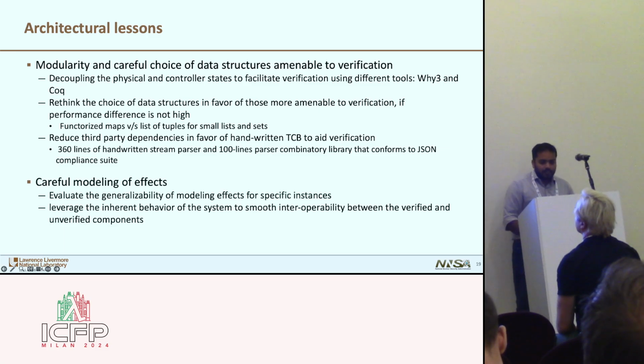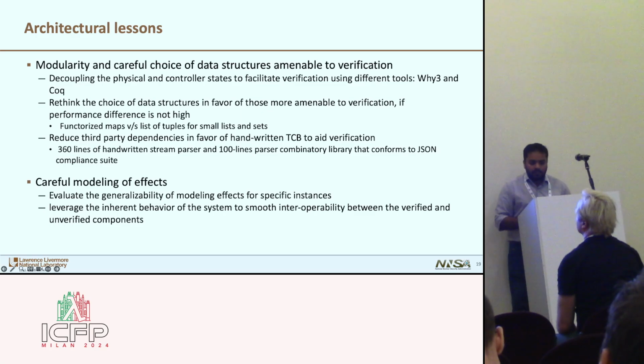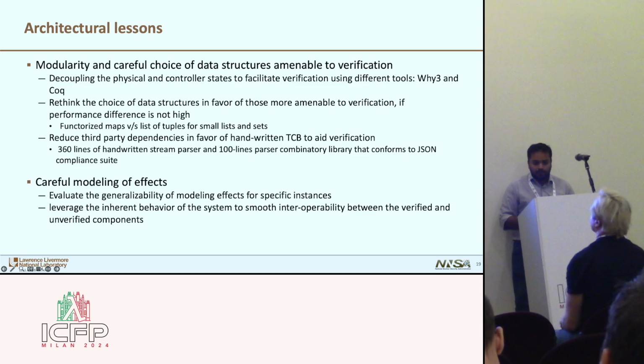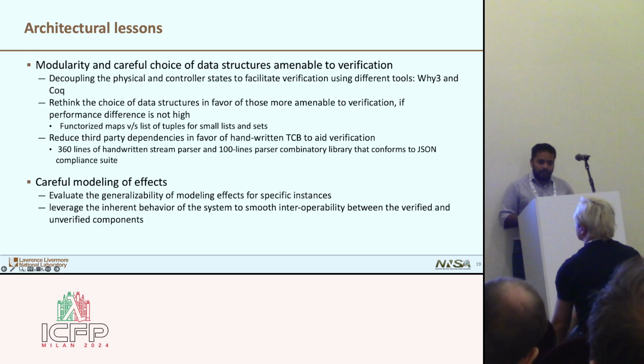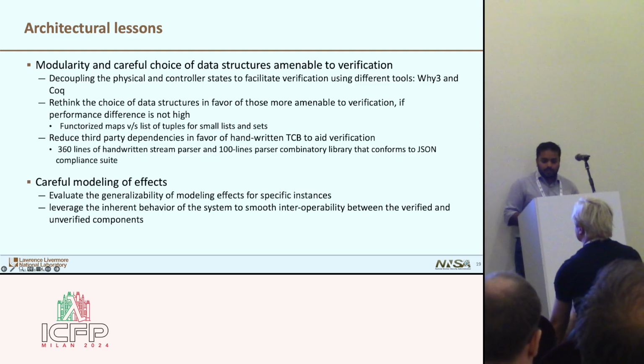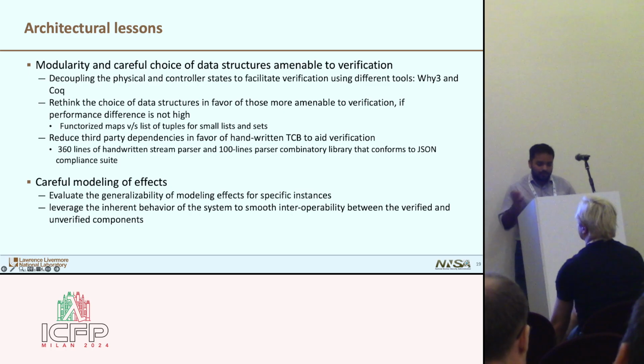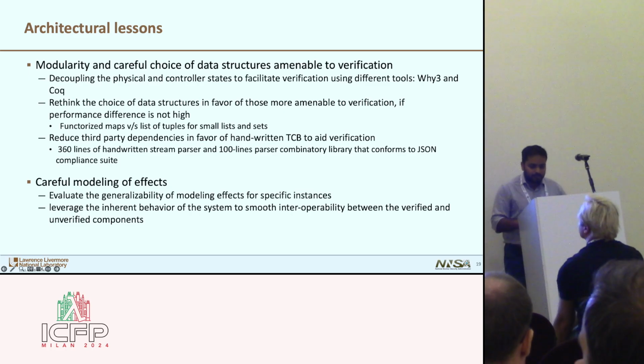The next major architecture lesson that we learned was regarding modeling effects. Here we evaluated the generalizability of modeling effects and tried to leverage as much of the inherent behavior of the system by developing a specific instance of monads to propagate effects, which allowed us to smoothly interoperate between the verified and unverified components. And this is something that often comes up in other functional programming projects as well.